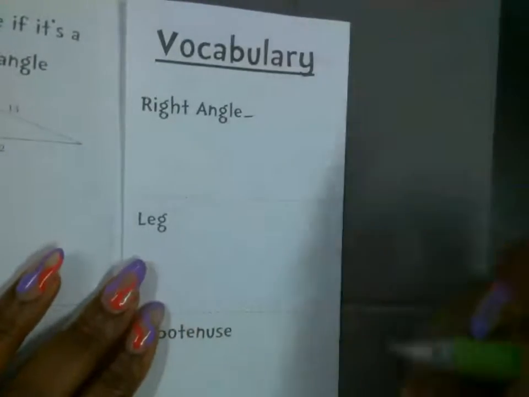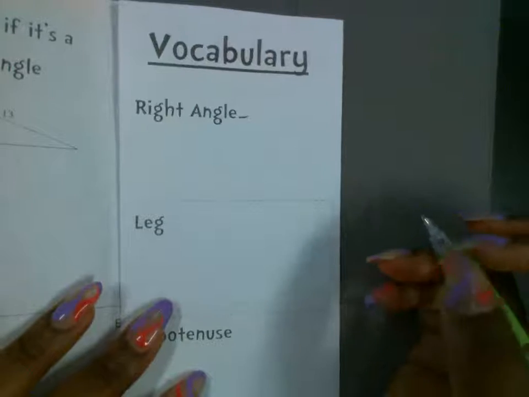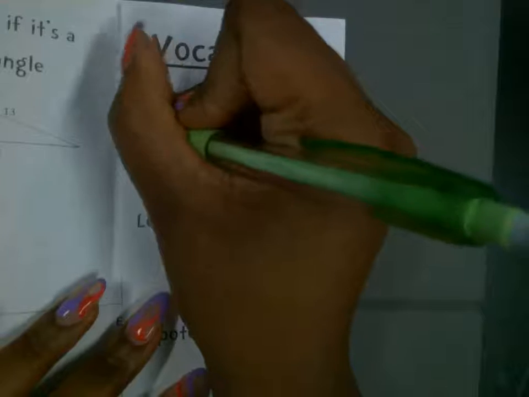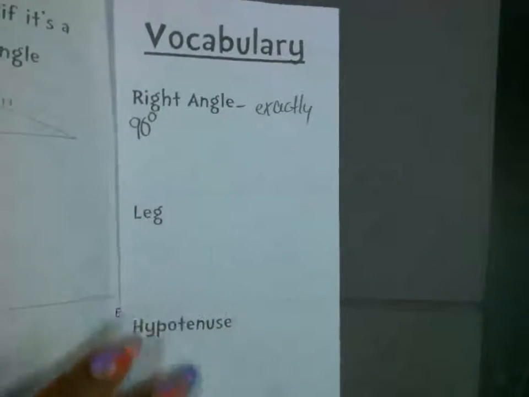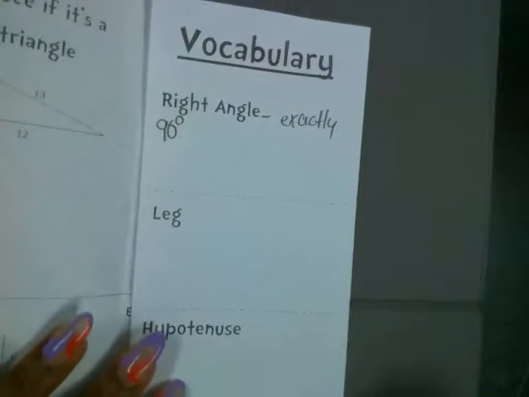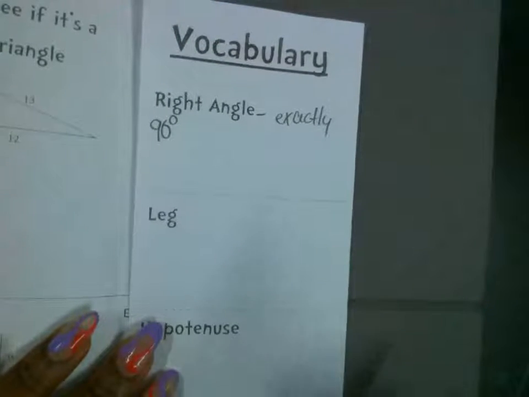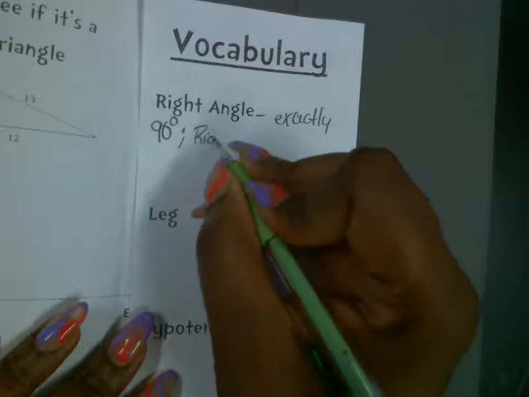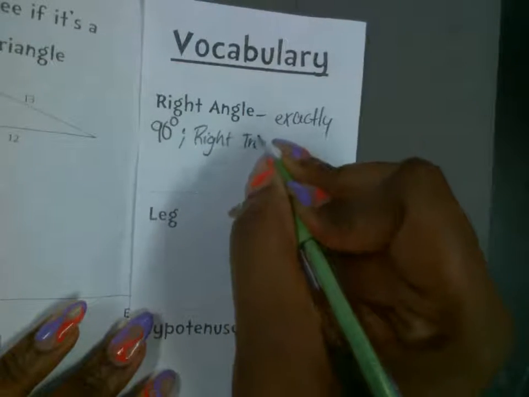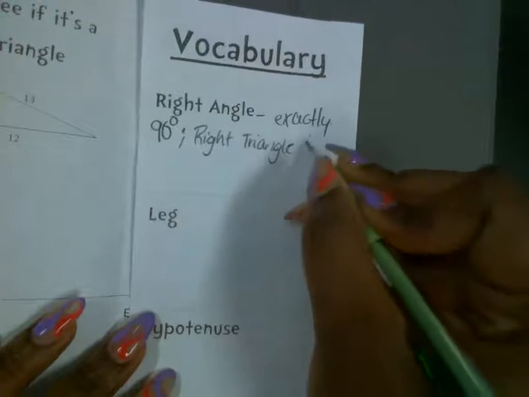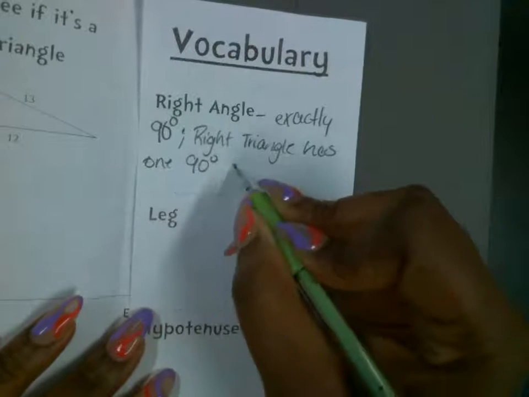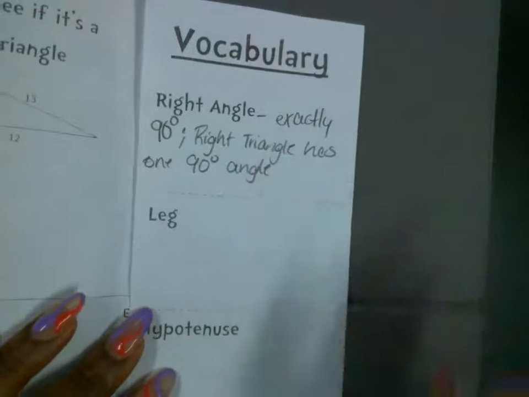All right, so what did we say a right angle was? Definition. It's a 90-degree angle. Exactly 90 degrees. A right triangle has one 90-degree angle. So I'm going to put here because that's important to know too. Right triangle has one 90-degree angle.